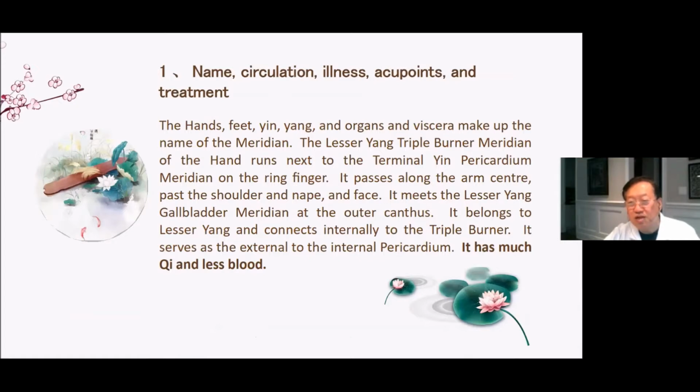It passes along the arm center past the shoulder and nape and face. It meets the lesser yang gallbladder meridian at the outer canthus. It belongs to the lesser yang and connects internally to the triple burner. It serves as the external to the internal pericardium. It has much qi and less blood.